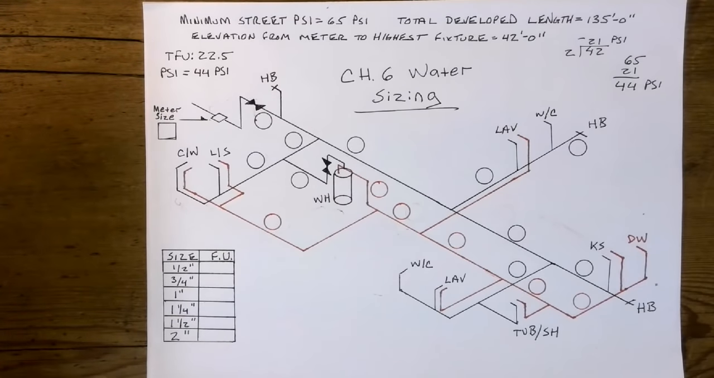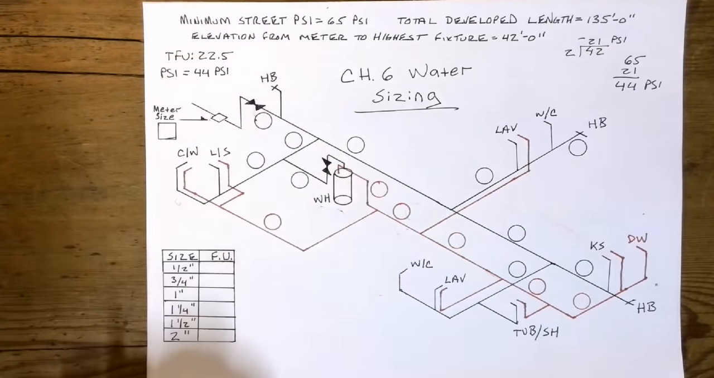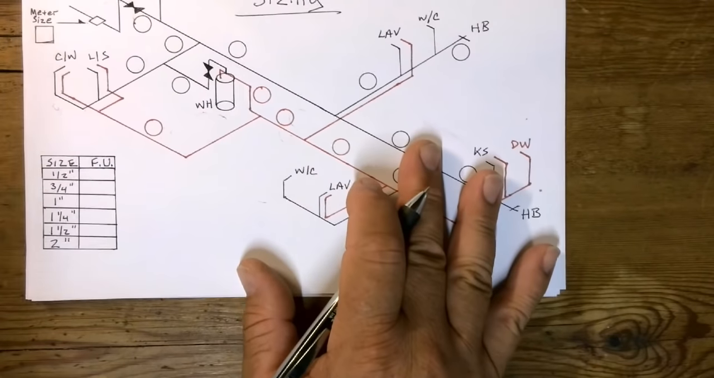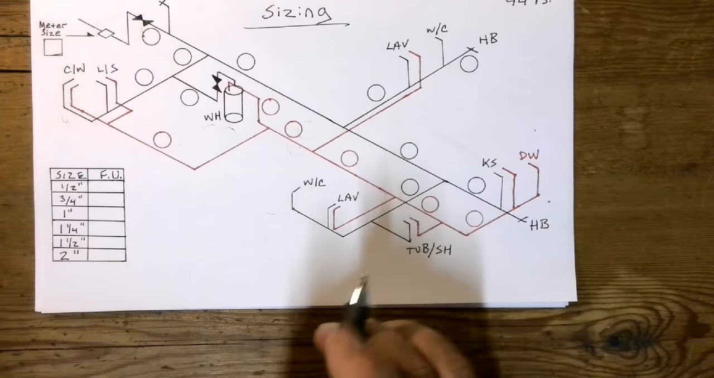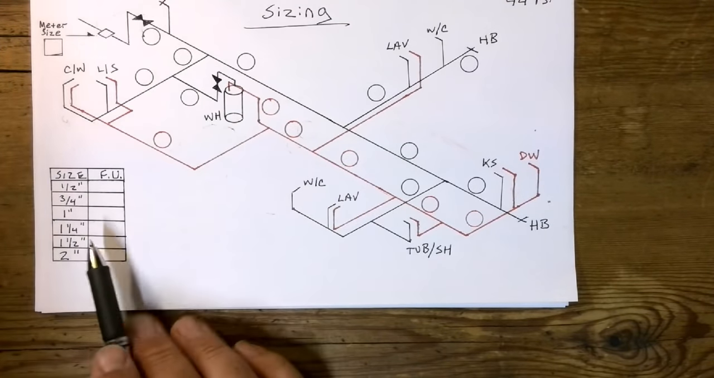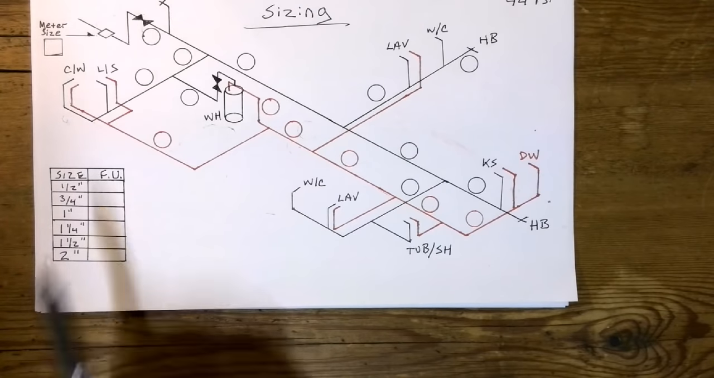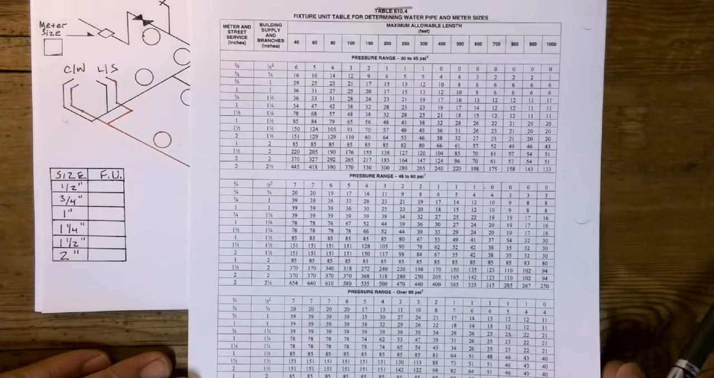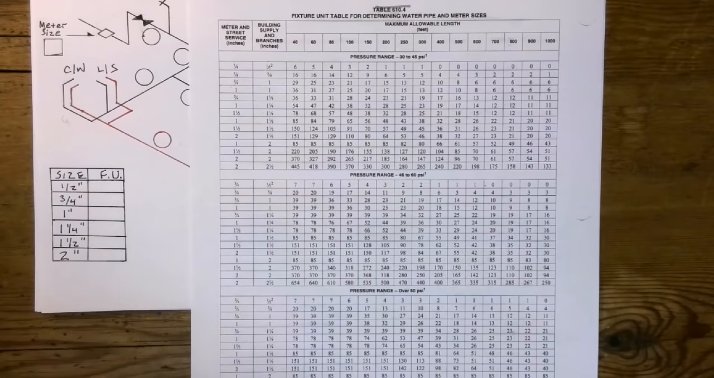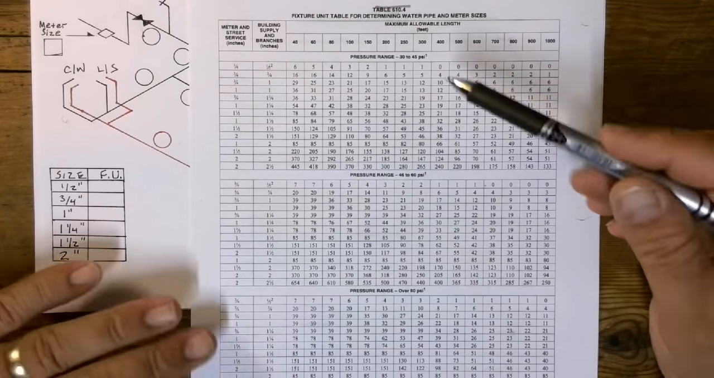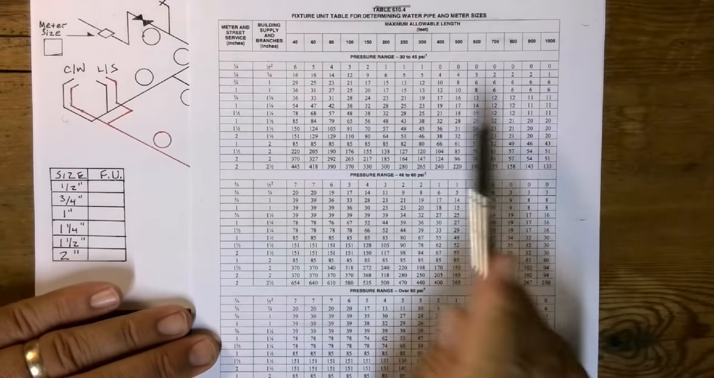Now, sizing this at 44 psi with a total fixture unit value of 22.5, we're going to put this up to this corner right here so we can still see the meter size. And this little column right here is extremely important because you're going to open up your book and be looking at a series of numbers, a lot of numbers, right? This is table 610.4.